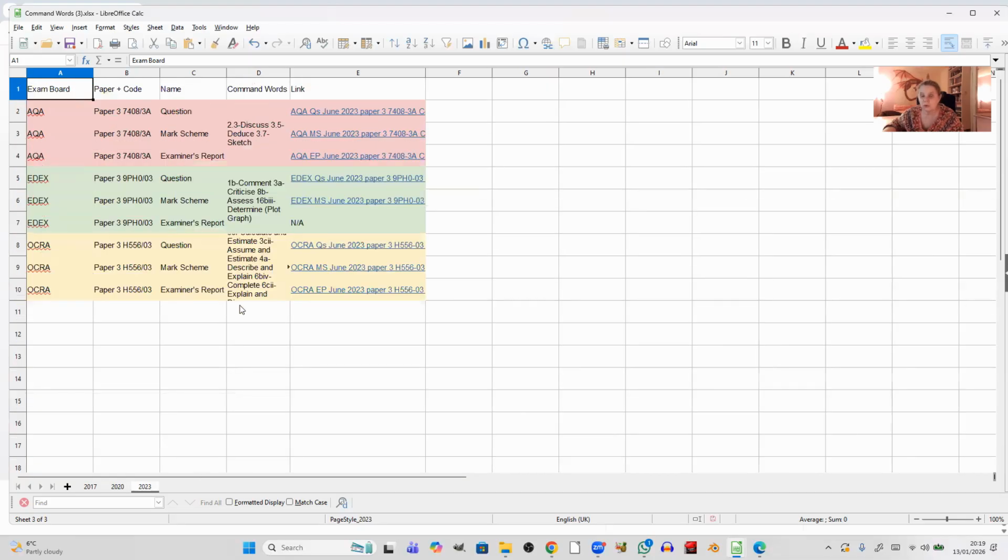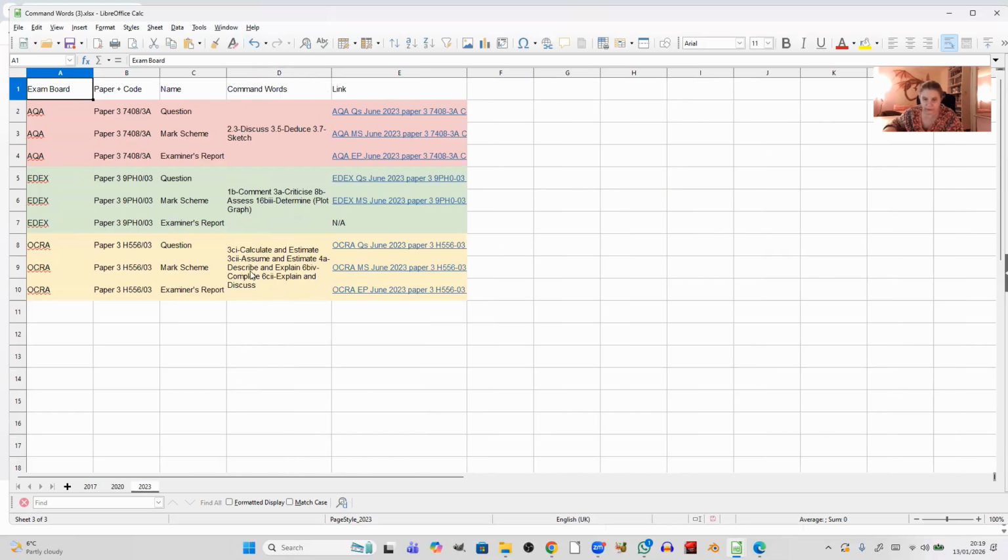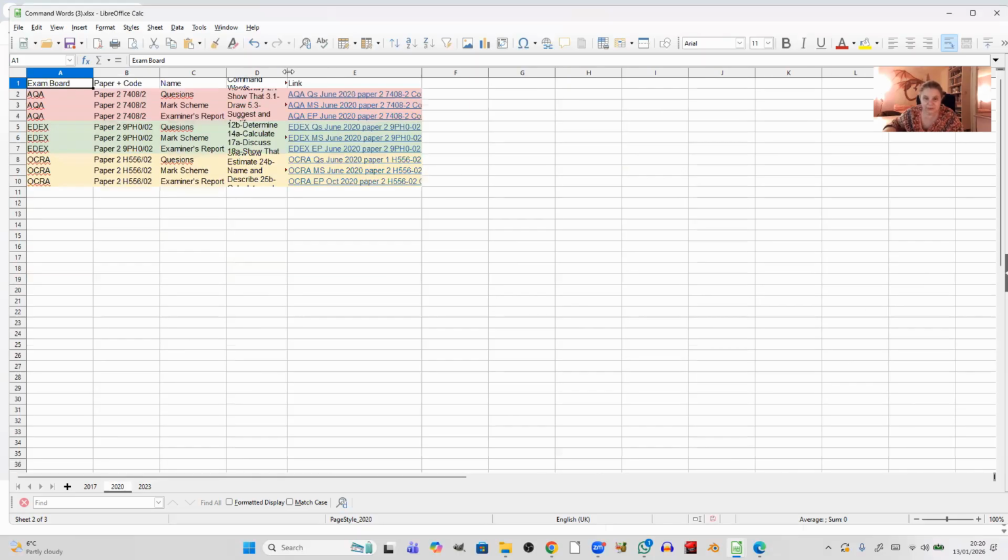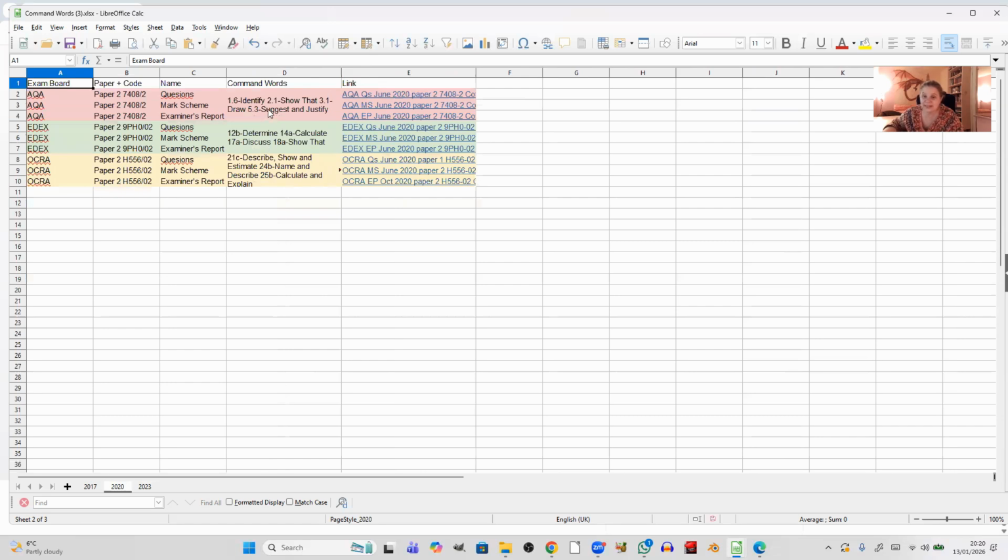Now, you've got all of these already, but what's different here is that you can have a little look at this and see there's an example of a calculate and an estimate and a describe and an explain. And in here, you've got identify and show that and determine and describe. All I've done is pull out some papers which have different examples of different command words, and I've made it clear which ones come up in that paper, which questions they are, so you can have a little bit of a practice.